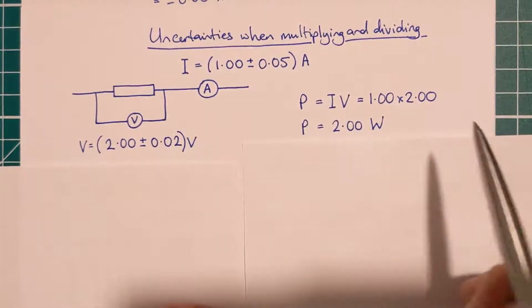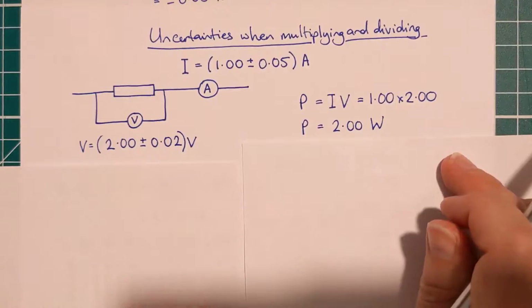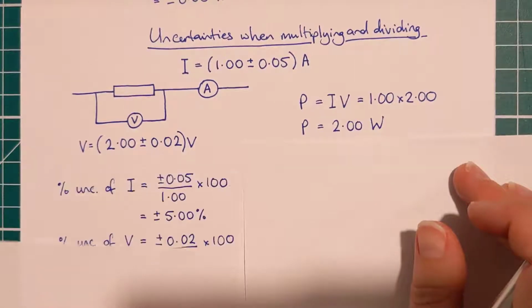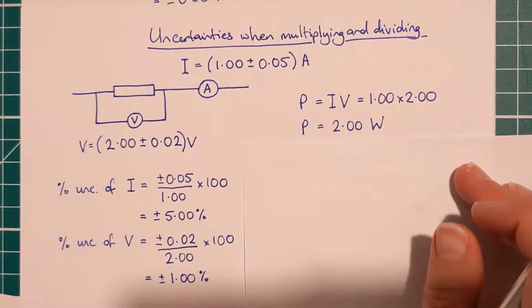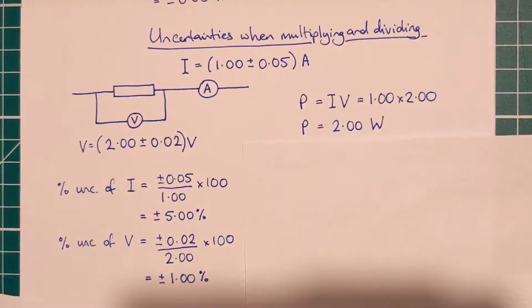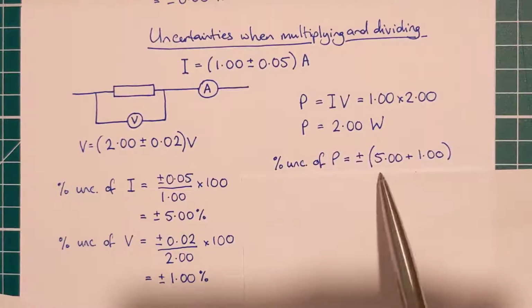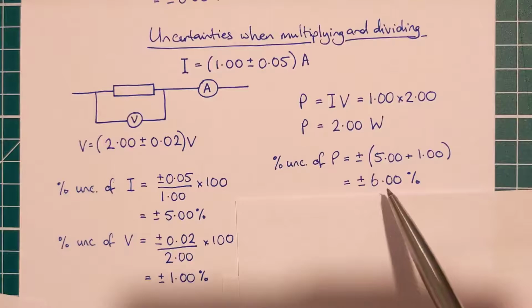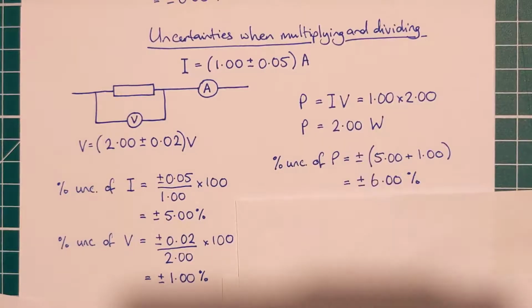Well, when you're multiplying quantities like we've done here, you have to add the percentage uncertainties, not the absolute. So, first of all, we have to calculate the percentage uncertainties of I and V, and there they are. Then it's I times V, so we have to do the percentage uncertainty of I plus the percentage uncertainty of V, and we get 6%. Okay, so the uncertainty we're looking for is 6% of 2 watts.